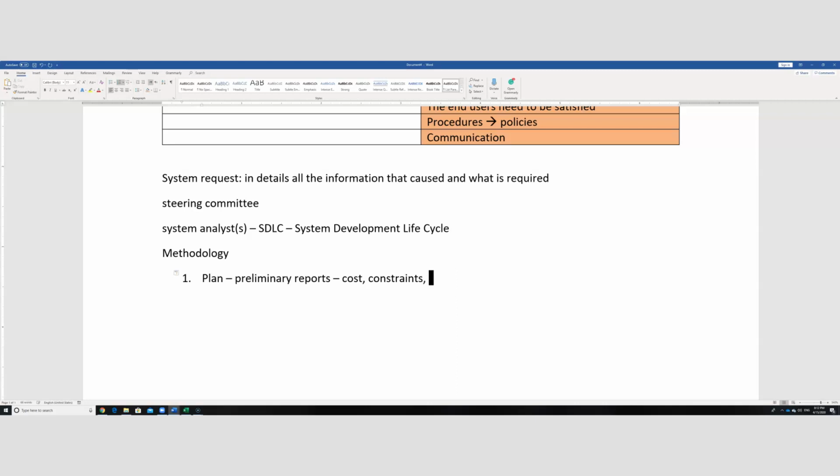You need to know cost and constraints, and it also talks about the technology that exists today, whether it's adequate or not. So all this will be summarized into a feasibility study. What is the feasibility study?